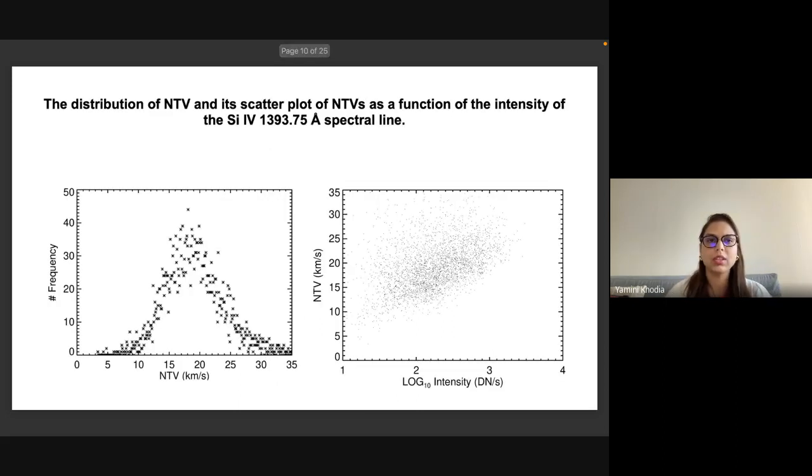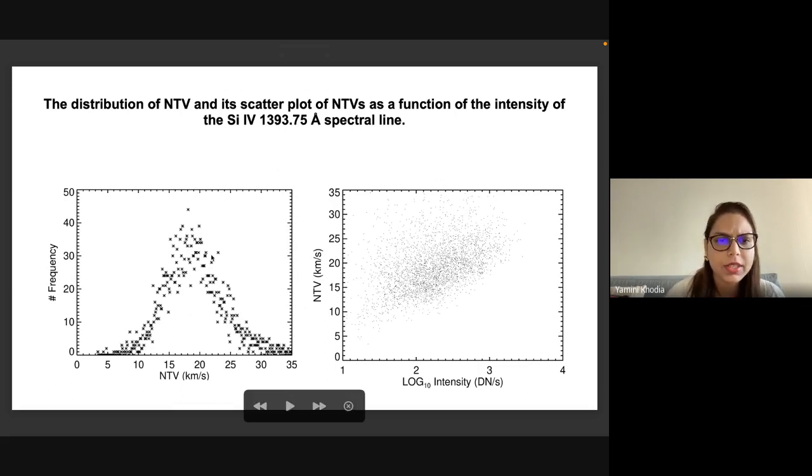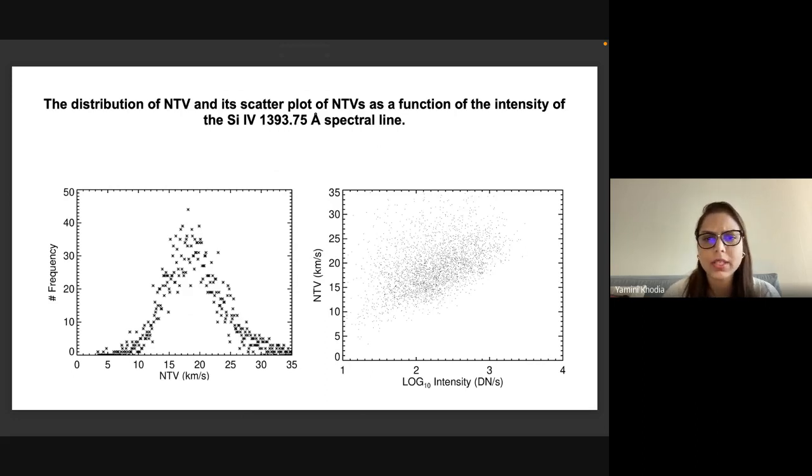So this is the distribution of the non-thermal velocity map which I just showed you for the limb region. But for this distribution, we haven't considered the off-limb region. We have particularly taken just the region which is on the disk. And as we see, the non-thermal velocity peaks around 18.5 kilometers per second. And the non-thermal velocity is well correlated with the intensity on the right panel, which has been previously observed by other instruments as well.